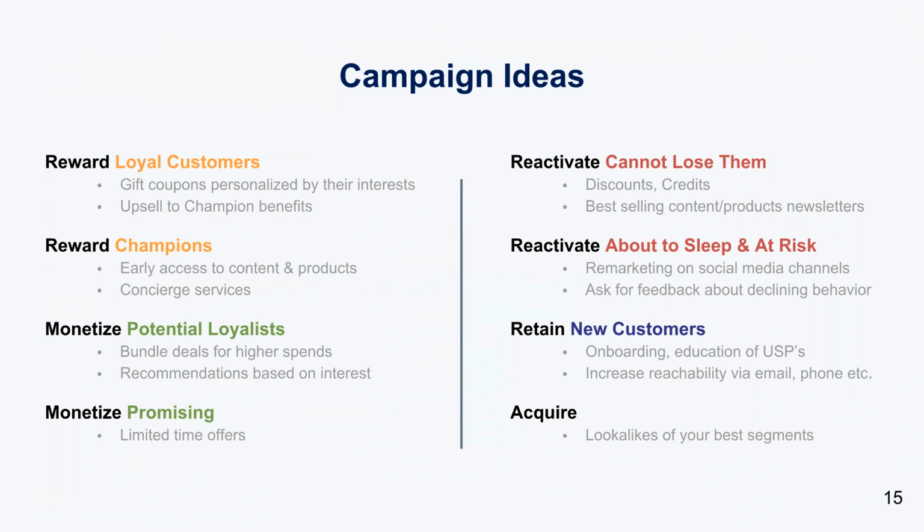I already talked about this a little bit, but for your potential loyalists, you can bundle deals, for example, so that you get a higher cart value or cart spend. You can run recommendations based on their interests, again, to try to get that impulse purchase from a potential loyalist that you're more likely to get than from a new user or whatever. You monetize promising users, meaning these are not yet your loyalists. They are still climbing up that recency and frequency grid, if you will. And you can monetize those people by having some limited time offers.